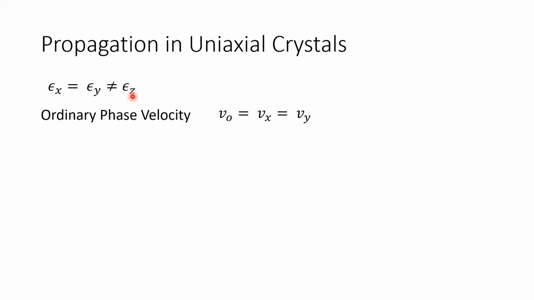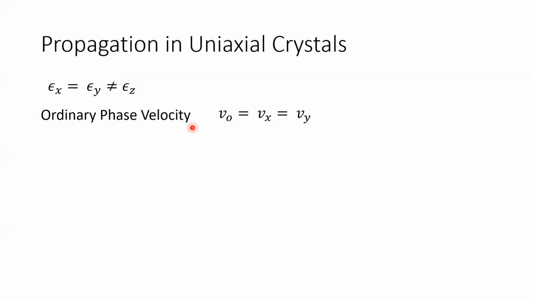Now we talk about a particular class of anisotropic medium, namely uniaxial crystals. Uniaxial crystals are defined by the condition that the permittivity values along two principal axes are the same, and the third one is different. The third one, which we take in the z direction, is called the optic axis. So in a uniaxial crystal, the principal axis in which the permittivity is different we take as the z-axis, and that's also called the optic axis.